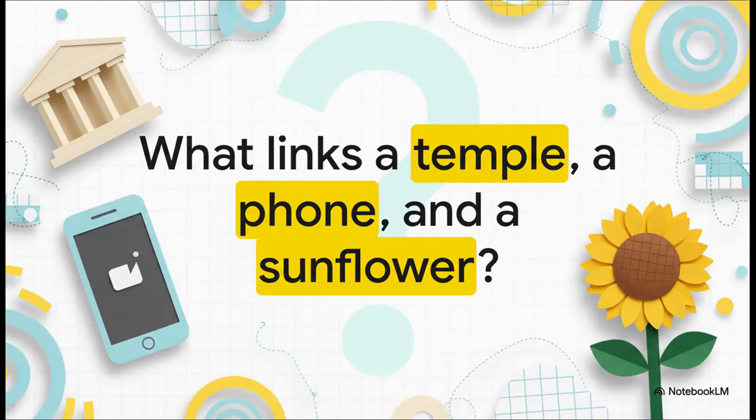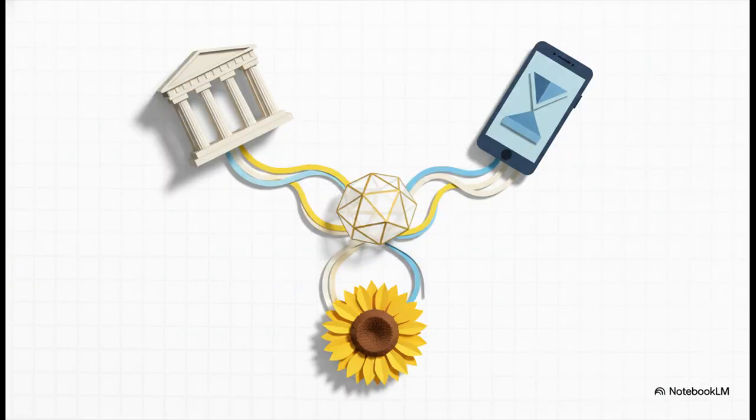Okay, I know. This sounds like the setup to a really weird joke, right? You've got this ancient building, the phone that's probably in your pocket right now, and a flower. I mean, what on earth could possibly tie all of those things together? Believe it or not, the answer is they all follow the exact same foundational rules.